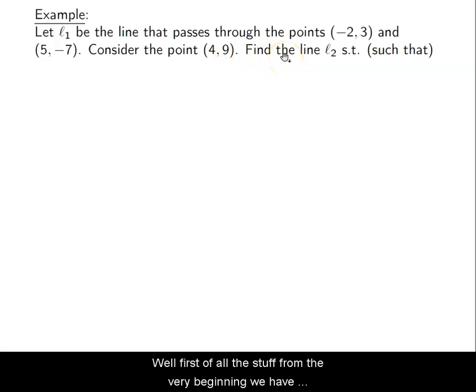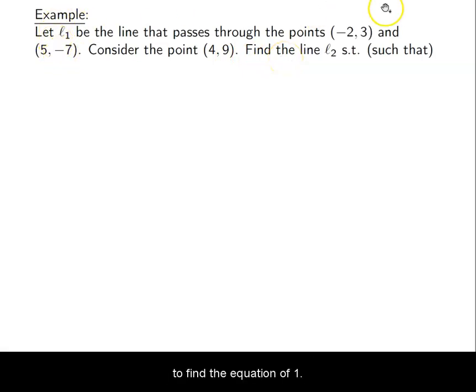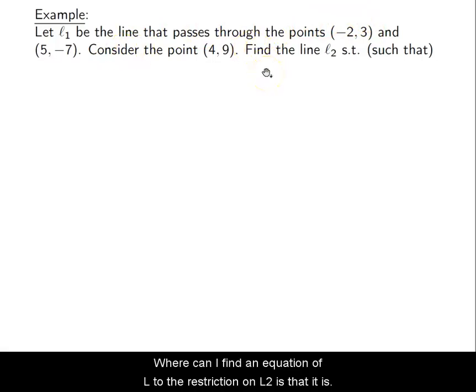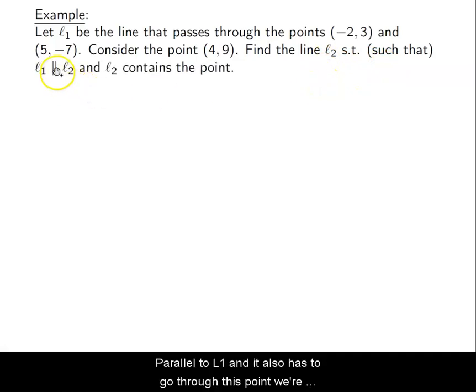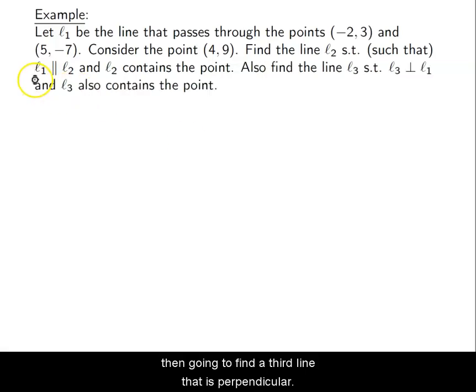First of all, let's start from the very beginning. We have to find the equation of L1. After we find the equation of L1, we're going to find the equation of L2. The restriction on L2 is that it is parallel to L1, and it also has to go through this point. We're then going to find a third line that is perpendicular to L1, the first line we found, and it also goes through this point. So let's go ahead and start off by finding L1.